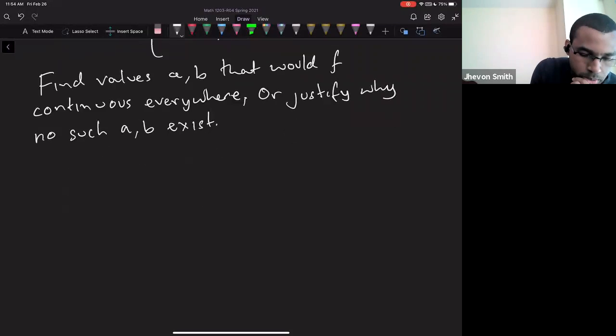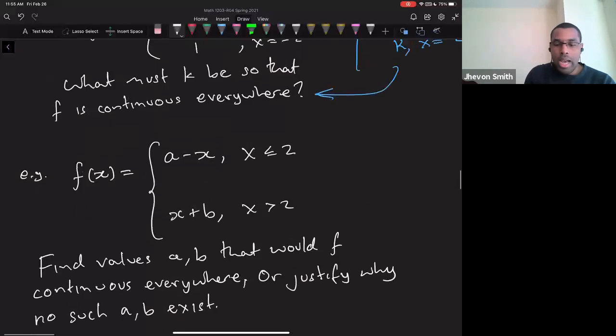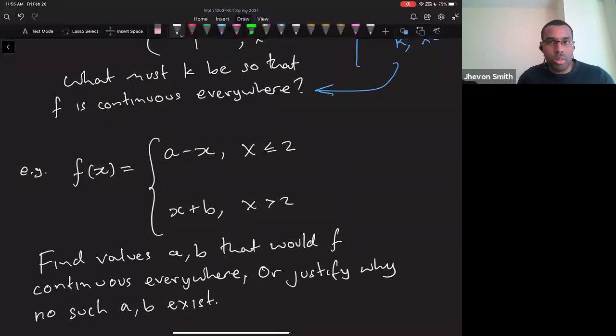So here the answer would look like the following. You would say if x is not equal to 2, we're fine, right? How do I know? Because each individual piece is a polynomial. They are fine no matter what. So as long as we're not at 2 itself, we're fine.